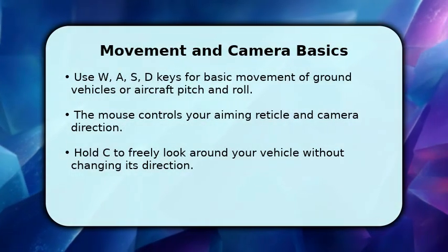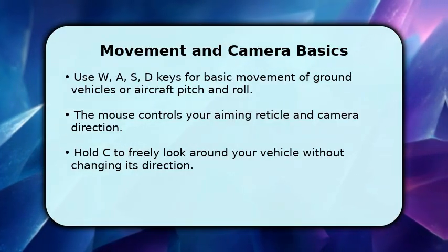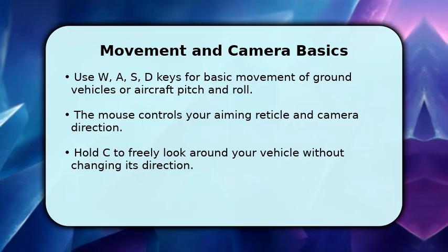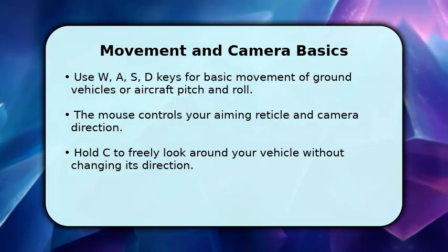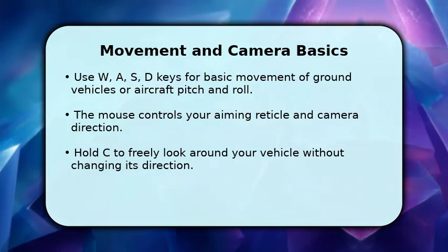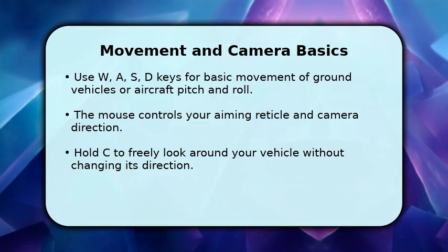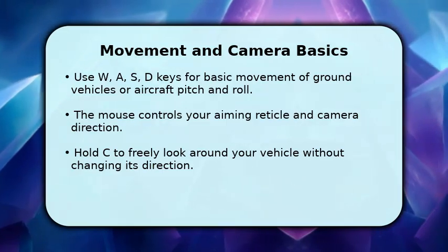Mastering movement is key. For ground vehicles, W, A, S, and D control forward, left, reverse, and right. In aircraft, W and S manage pitch, while A and D handle roll. Your mouse directly controls where you aim and look. Remember to hold down the C key for free look, letting you survey your surroundings without altering your vehicle's path.